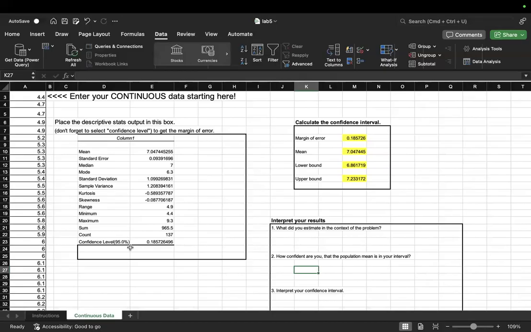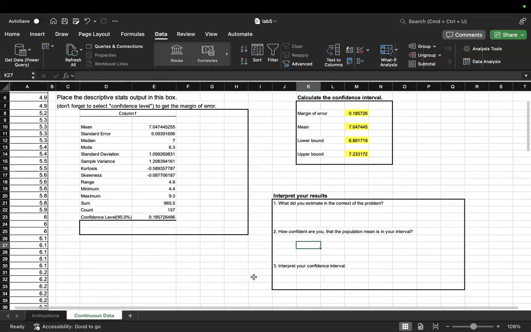I am 95% confident. We're kind of scaffolding this, taking a little bit here, a little bit here, and here's where you're going to write your entire thing. I'm 95% confident that the actual average magnitude of earthquakes is between 6.86 and 7.23 on the Richter scale. There you go.